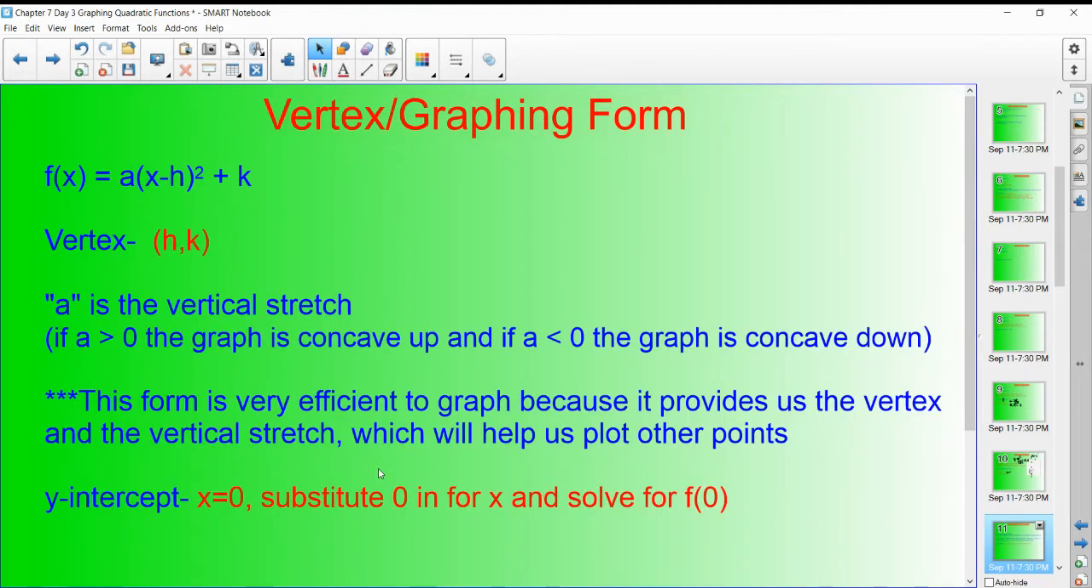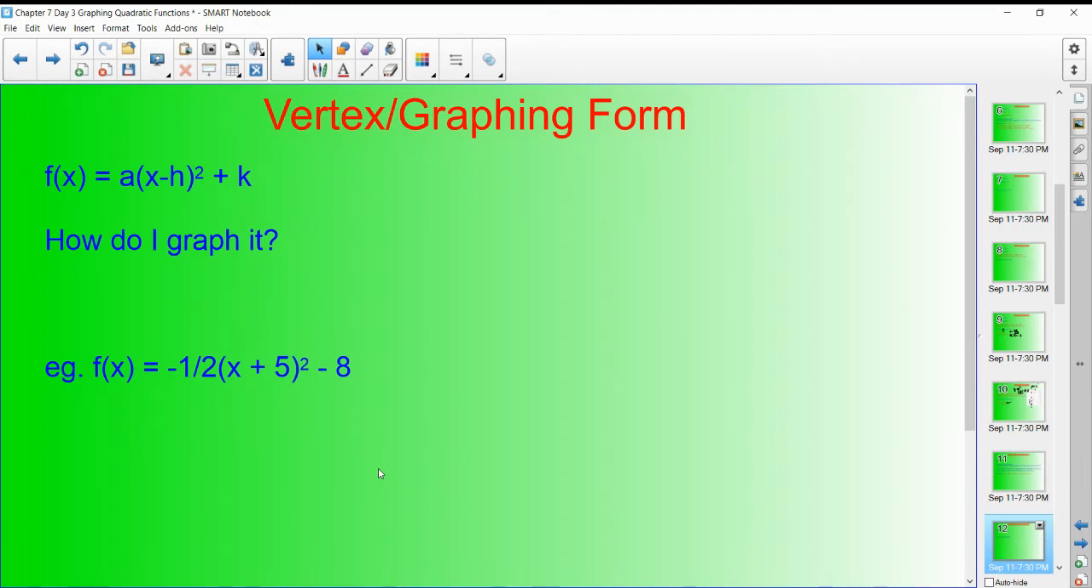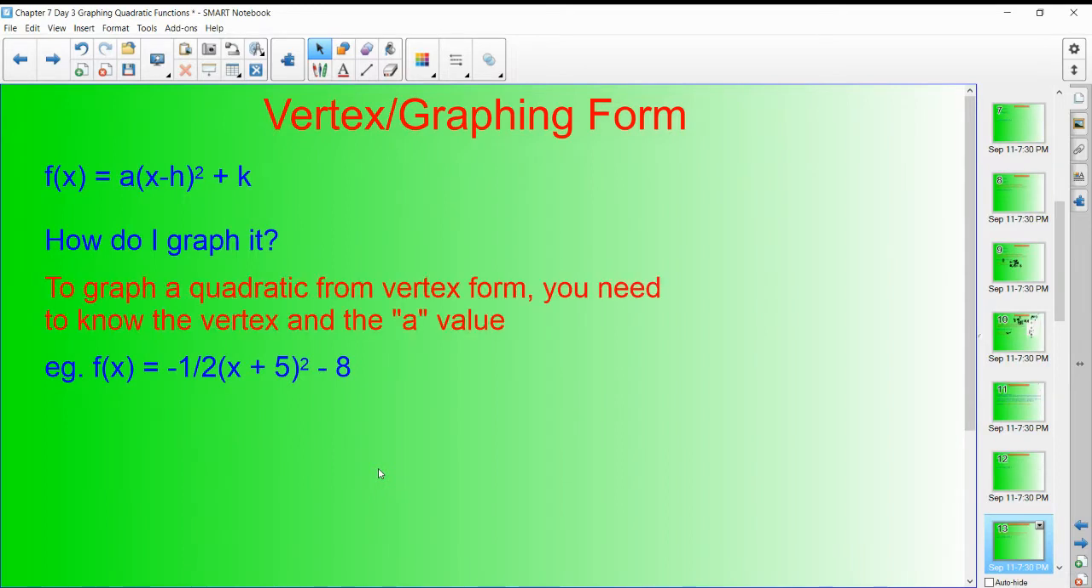Now, graphing form. We remember graphing form gives us the vertex and gives us the vertical stretch. We can find the y-intercept from it. And this one is super nice to us because it gives us the two pieces of information that we just needed in the previous problem. So we graph this the same way as we graph in standard form. We need the vertex and we need the vertical stretch. And the equation tells us the vertex and it tells us the a value.